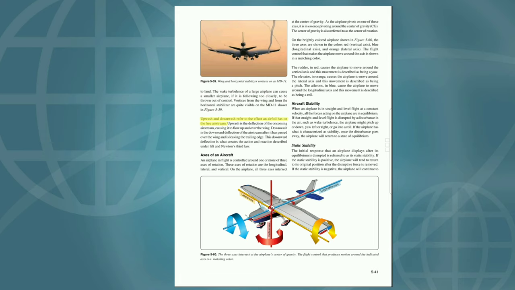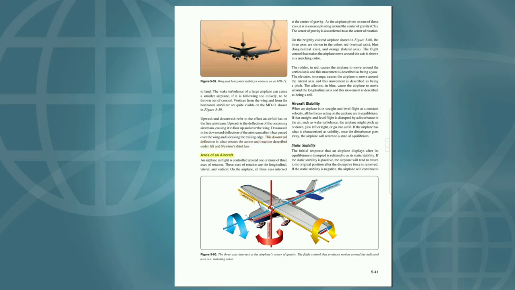Upwash and downwash refer to the effect an airfoil has on the free airstream. Upwash is the deflection of the oncoming airstream, causing it to flow up and over the wing. Downwash is the downward deflection of the airstream after it has passed over the wing, and is leaving the trailing edge. This downward deflection is what creates the action and reaction described under lift and Newton's third law.